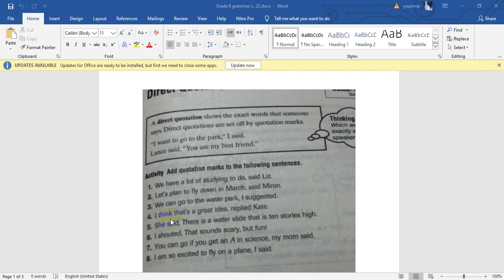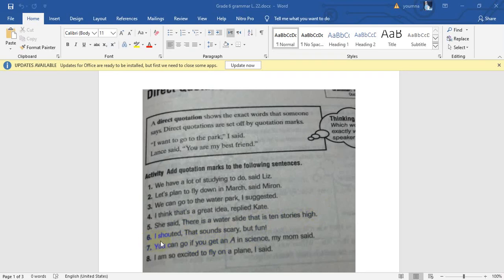Number 4, "I think that's a great idea," replied Kate. So here you will open the quotation mark before I and then after the comma you will close the quotation. And then number 5, She said, "There is a water slide that is 10 stories high." So here you will open the quotation after the comma. So you will put the quotation mark between the comma and there. And then after the ending mark you close the quotation.